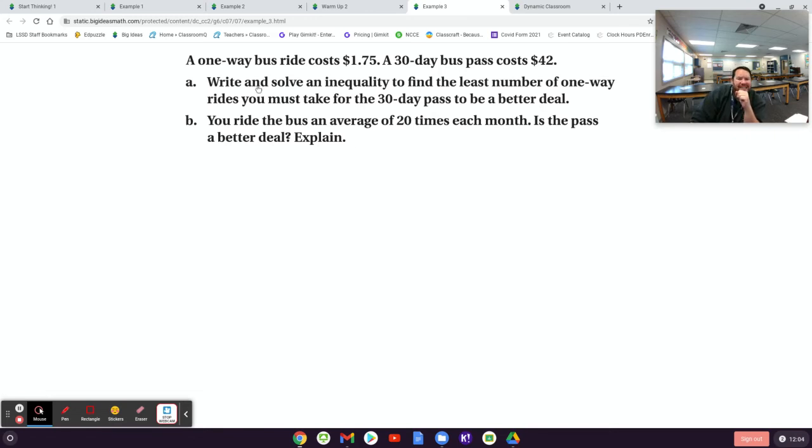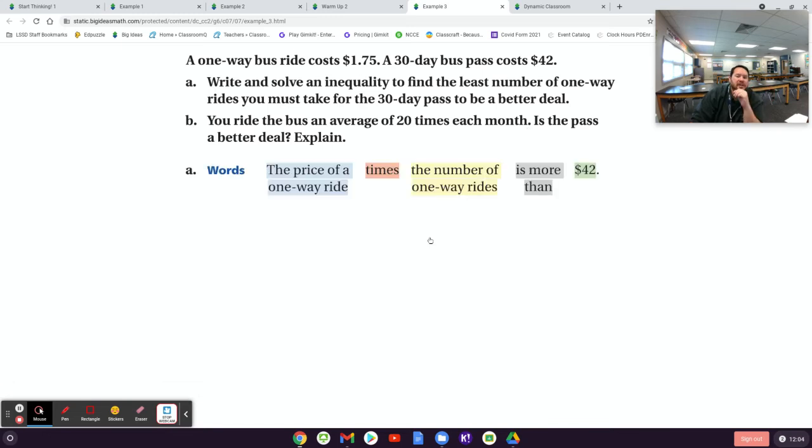So we need to write and solve an inequality to find the least number of rides you must take for the 30-day pass to be a better deal. So you might be like, I don't even know where to start. So here's where you start. You want to break it down. The price of a one-way ride times the number of one-way rides is more than 42. That's our breaking point, the 42, because that's the bus pass.